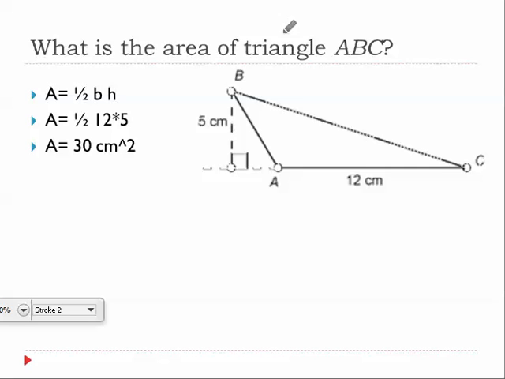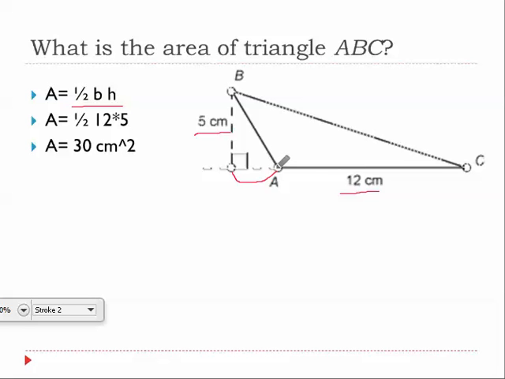Okay? If I'm looking at the area of a triangle, I have to remember my triangle formula. It's 1/2 base times height. My height in this case is 5. My base in this situation is 12. Does this little area here matter? No, because it's not inside the triangle. The only thing that matters is the length of the side of the triangle.